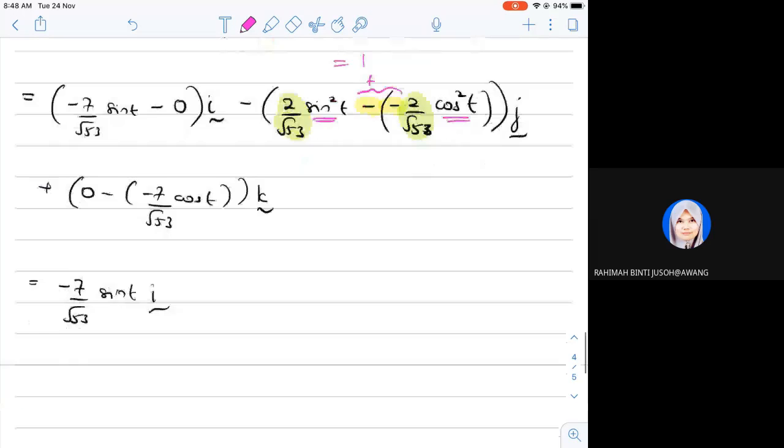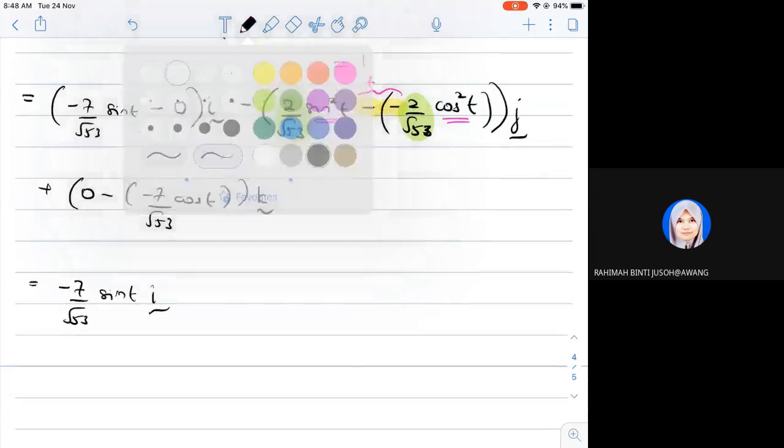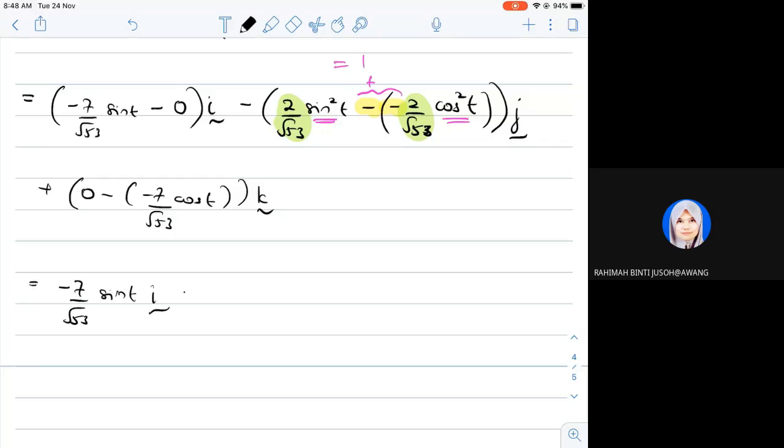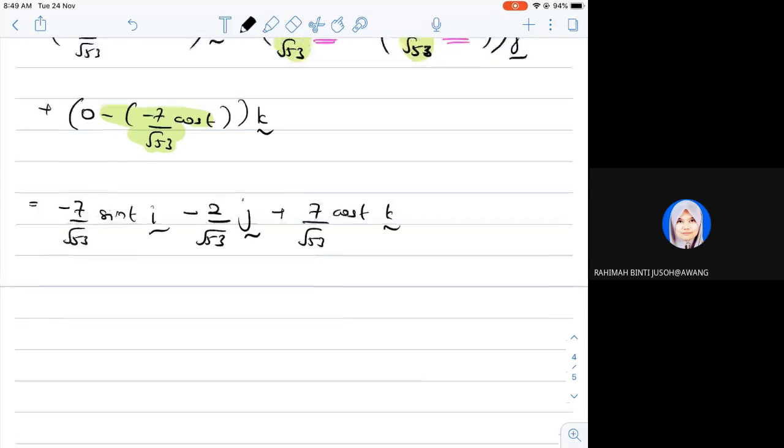Okay, so we just take out the coefficient. We have negative 2 over square root 53 j, and then the last one for the k component, this one negative becomes positive, so plus 7 over square root 53 cos t k. Alright, so settle. This is the answer.